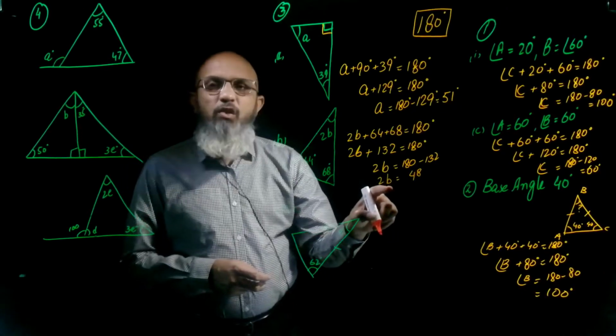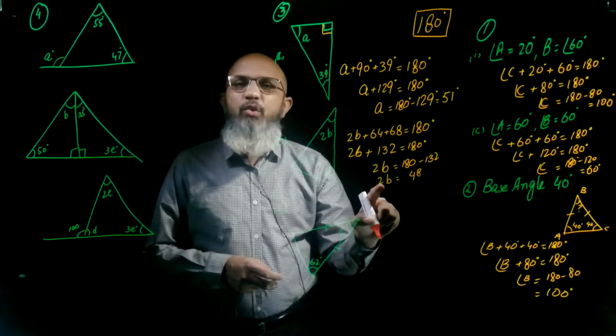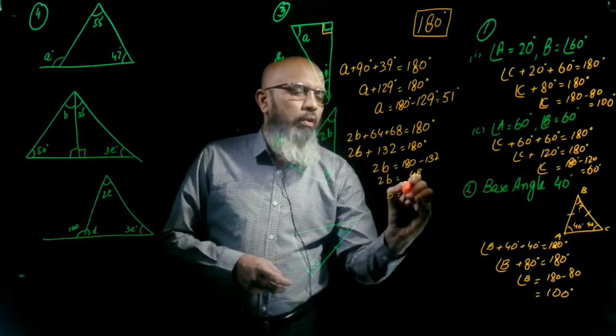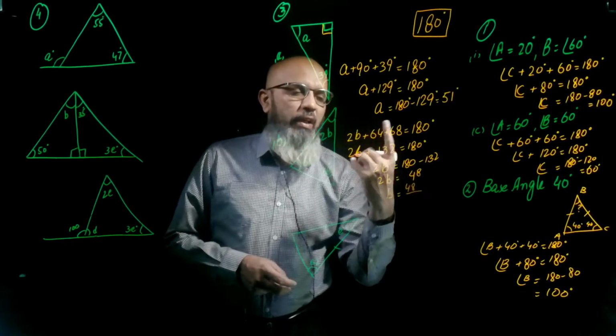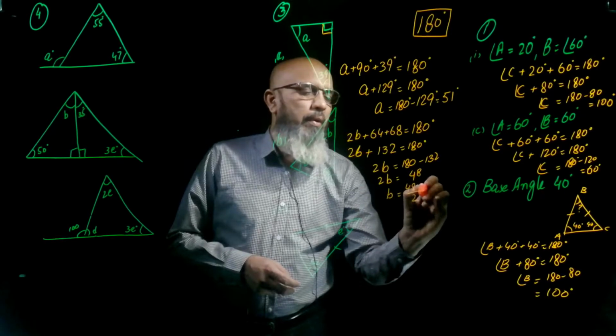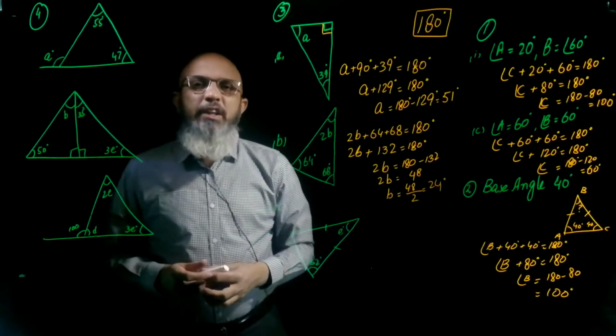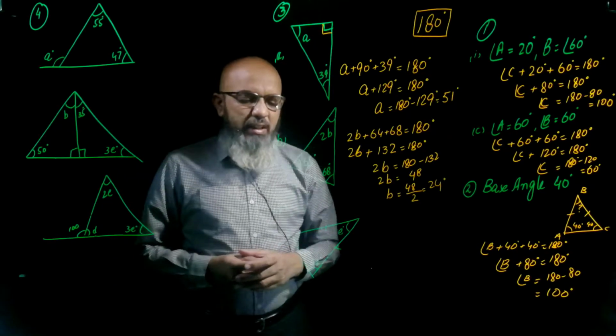But we have to find the value of B. So it means we will divide by 2 on both sides. You know how to solve linear equations by doing algebra, so you can do it very easily. Your answer is 24 degrees. So come to the C part.